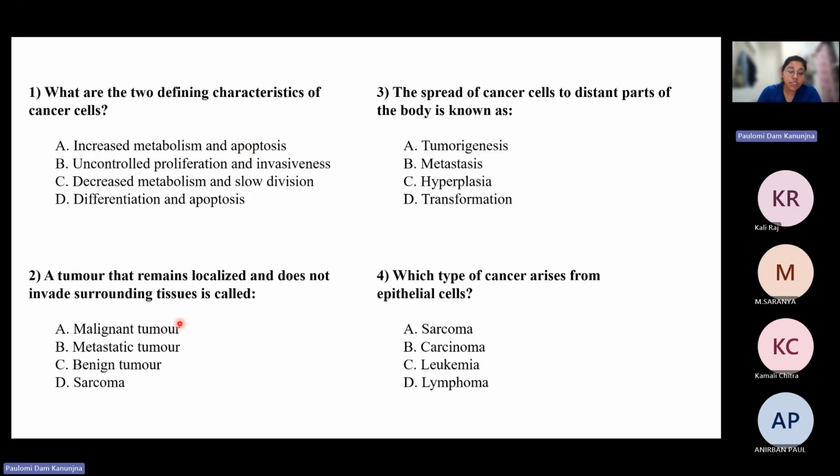A tumor that remains localized, does not invade, is called which type of tumor? Spread of cancer cells to a distant part is called what? And what type of cancer arises from epithelial cells? So the name of the cancer comes from the type of cell that it originated from. That's the question about. Easy, right? At least these are not difficult on the slide here.